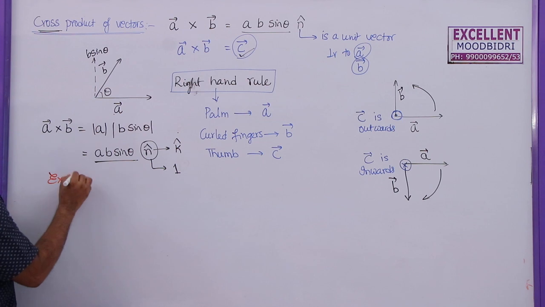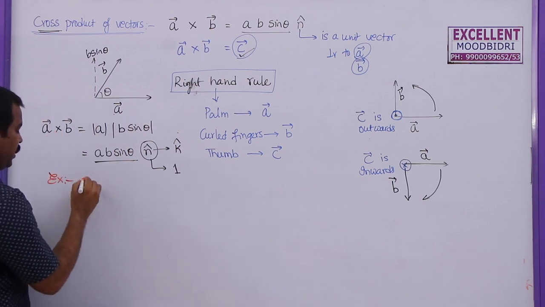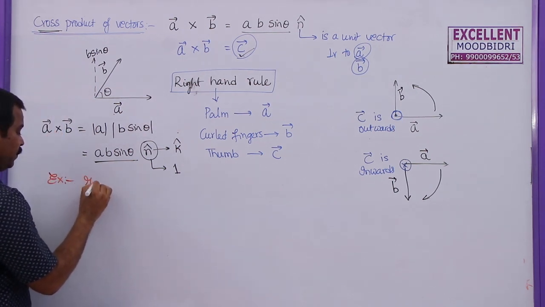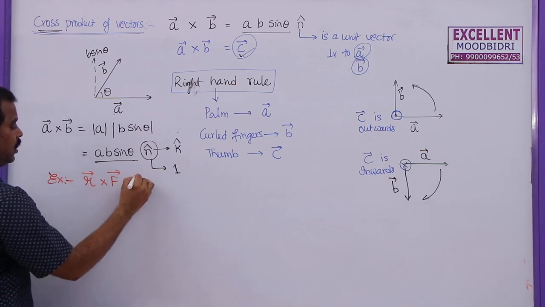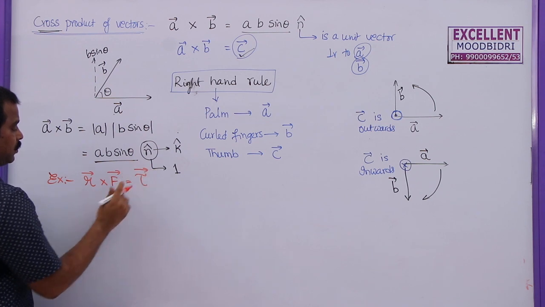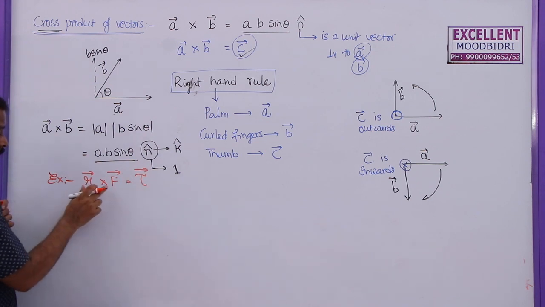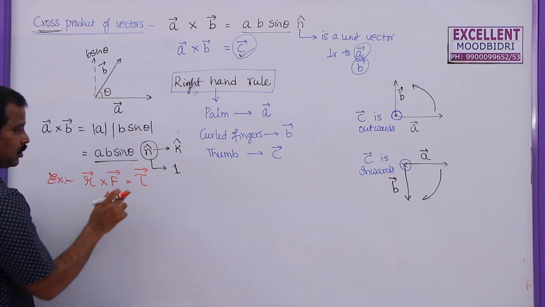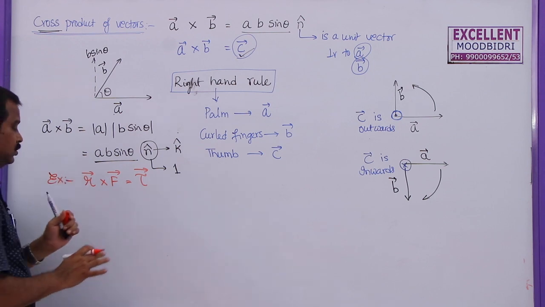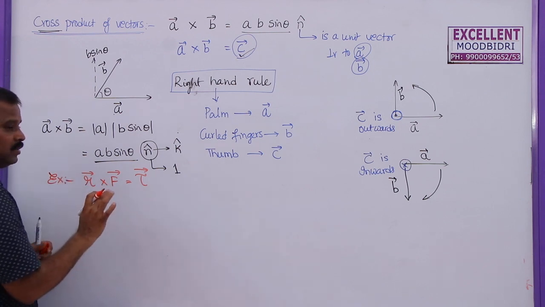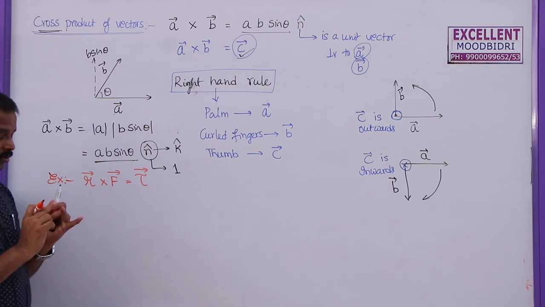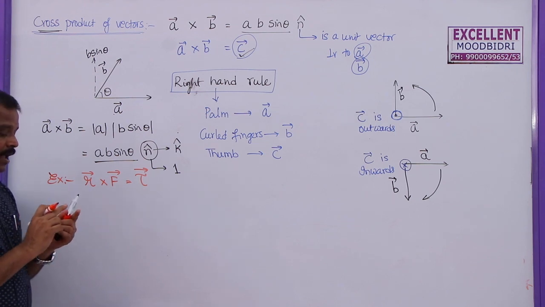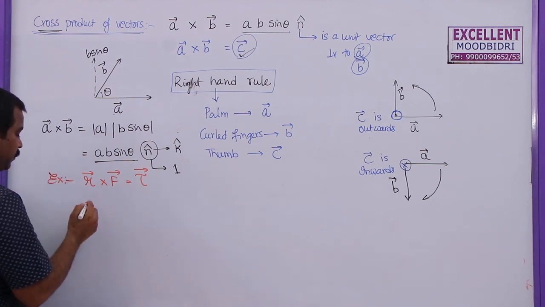An example for this cross product: if you multiply the position vector with the force vector, you will get a torque vector. So, position vector cross force vector is equal to torque vector. We are going to use this notation many times in this lesson while finding the direction of angular velocity, angular acceleration, torque, and angular momentum. These are all different values.